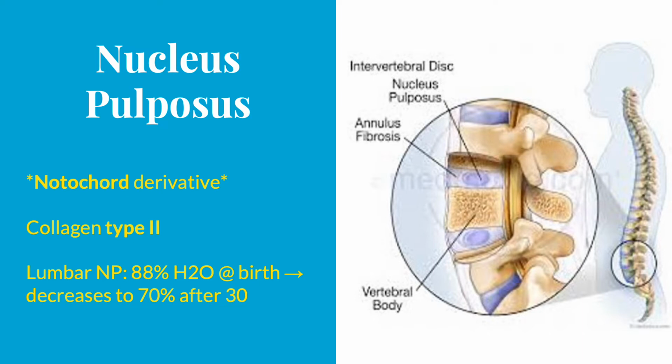So it's going to decrease to about 70% after 30. Those are the two numbers that you want to know: 88% at birth, 70% after 30. And it kind of makes sense. Think of, when you're first born, there isn't a lot of pressure on those lumbar intervertebral discs, and then all that wear and tear from walking on 2 feet, being bipedal, is going to put a lot more gravitational pressure, and over time that water is just going to be driven out of the lumbar nucleus pulposus, and it's common for the water content to decrease with age.